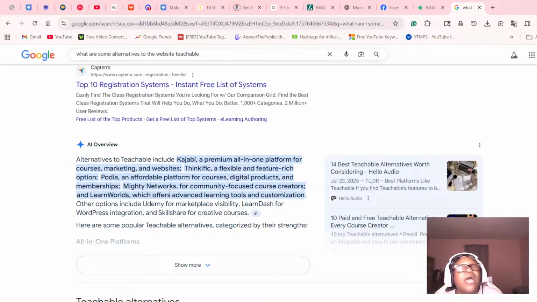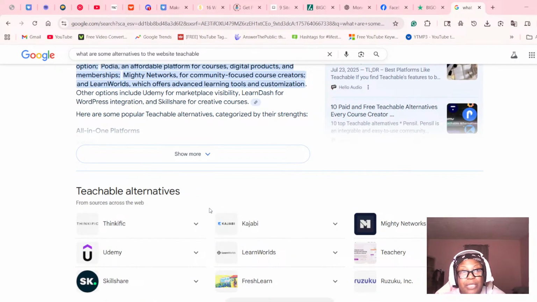Mighty Networks. I keep hearing about Mighty Networks, but the learning curve on Mighty Networks just didn't work for me. And I'm a pretty good tech nerd, but it's going to take longer for me to work out Mighty Networks than it will to actually create the course or create the product. So I'm out on that. But it's for community focused course creators. So it's kind of like a social network thing and less of a platform.